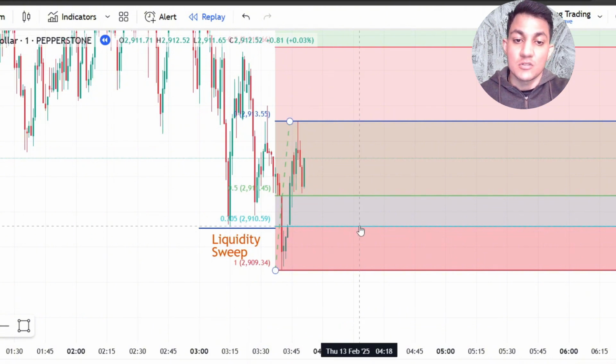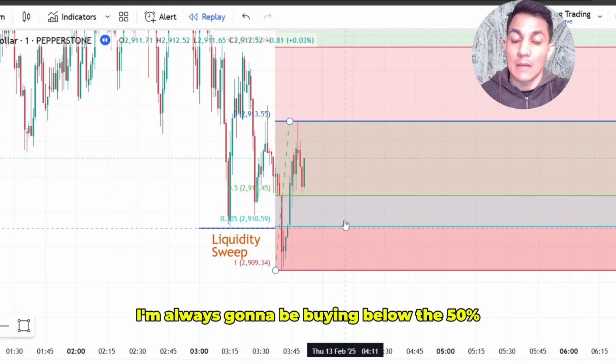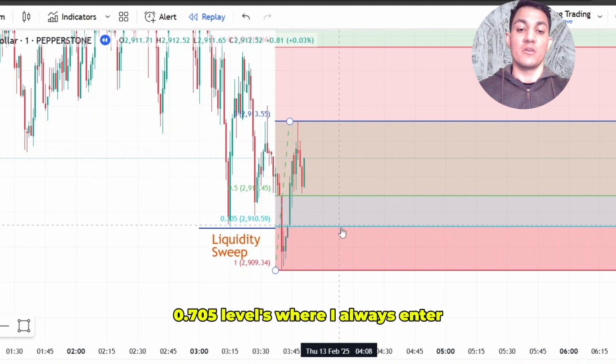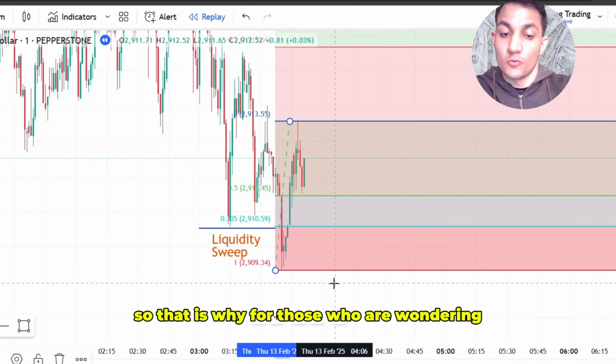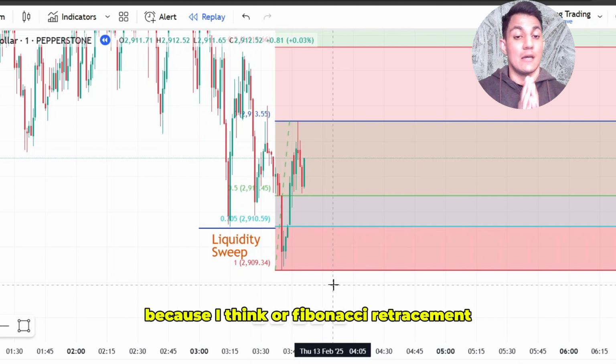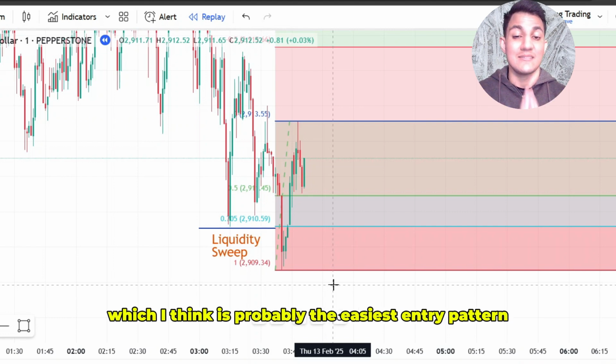For some of you who might be wondering, this is why I like the optimal trade entry, because by definition, I'm always going to be buying below the 50% or selling above the 50% level. The 0.705 level is where I always enter. That is why I use the optimal trade entry, or Fibonacci retracement, because I think it's probably the easiest entry pattern in all of trading.